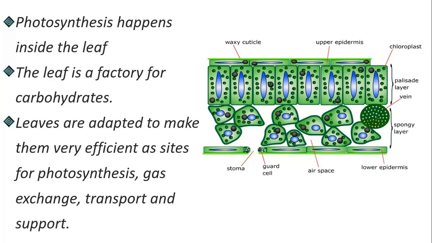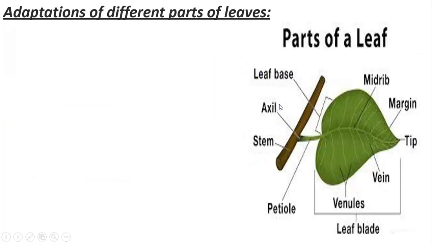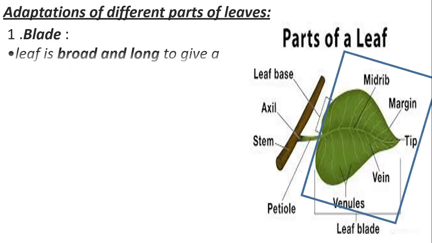They also are supported and they maintain their own shape, just like any other part of the plant, by having the vacuoles. When they are filled, they make the cell turgid, and by the cell walls that protect the cell and give the plant its own shape. So what are the adaptations of the leaf that help the leaf to do this job?